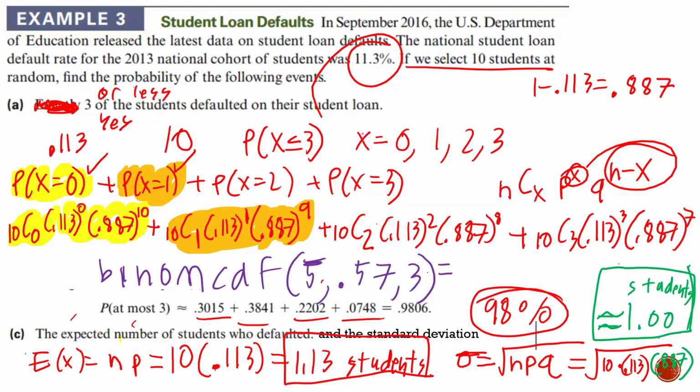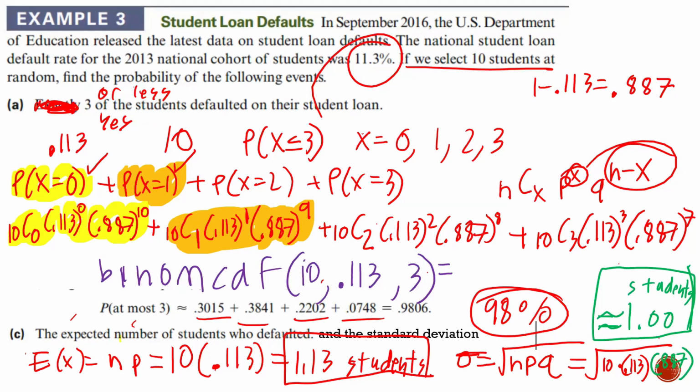Oh, not this one. I gave the total wrong values, right? Yeah, 10. That's the number of trials. Try typing that in, and you will get, yes, we want 3 or fewer students defaulting, so 3 or fewer successes. Yes, because 0 is fewer than 3, right, if you think about it.